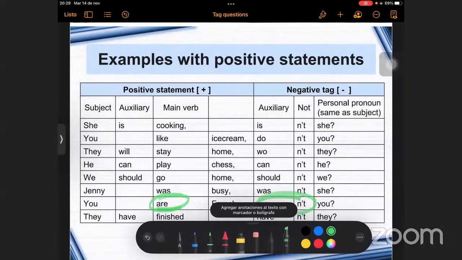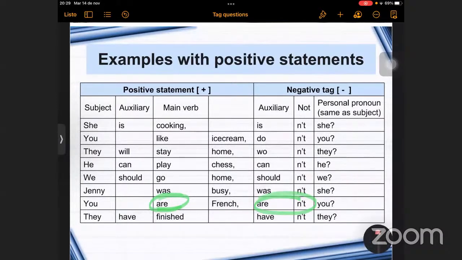Good. Auxiliaries are not used for verb to be. Are you a teacher? We don't say "do you are." Are you a teacher? Yes. Okay. Good. Any other comments?